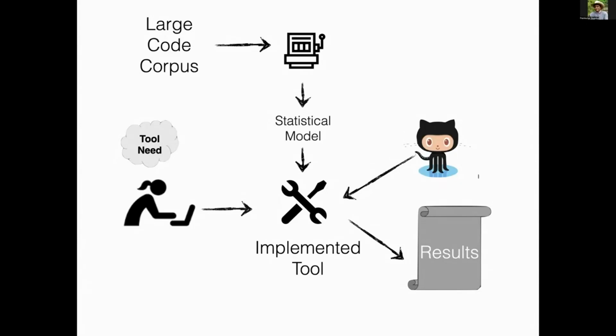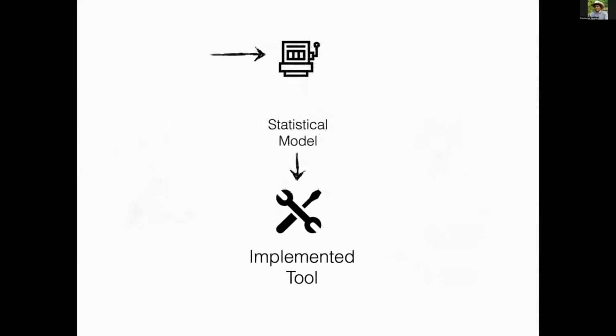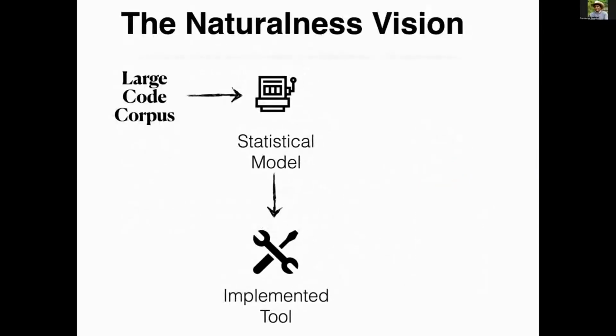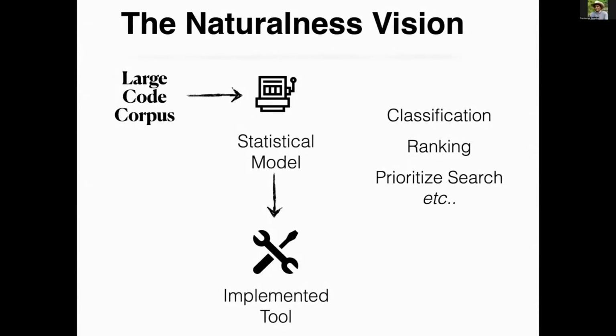Because of naturalness, we can estimate statistical models over these large corpora. And this probabilistic model can help our tools work better. Because we have very, very large corpora, we can make the model very good indeed. So how does this probabilistic model help the tool? Essentially, these models, when built into implemented tools, can help us do things like classification, ranking, prioritizing search, etc., much better.